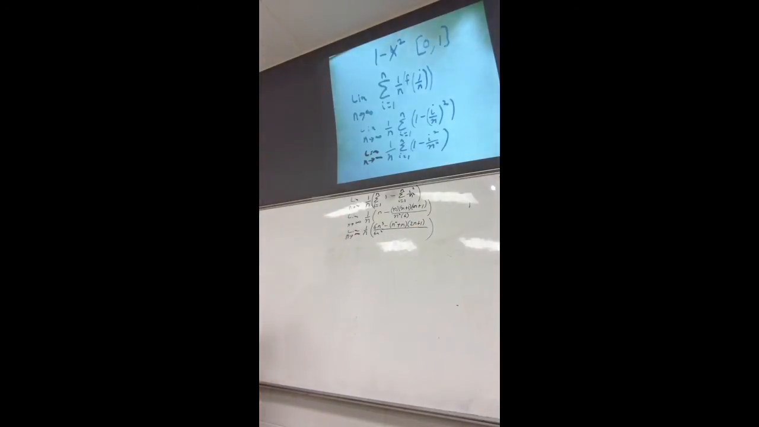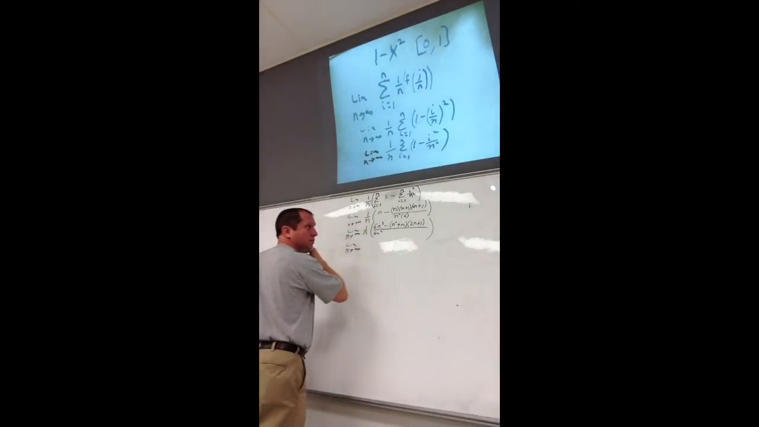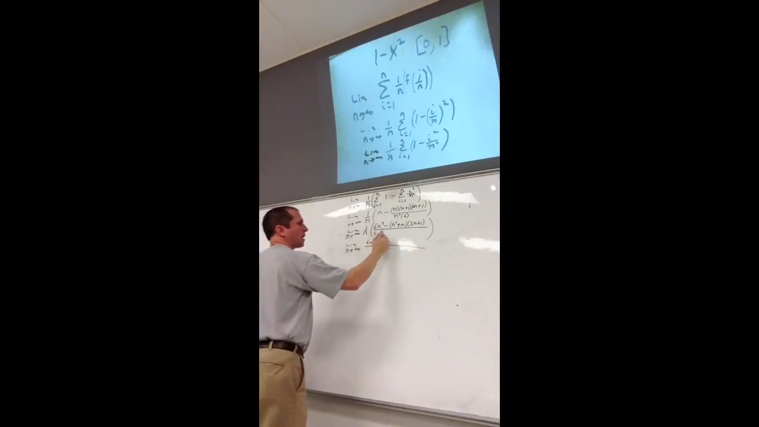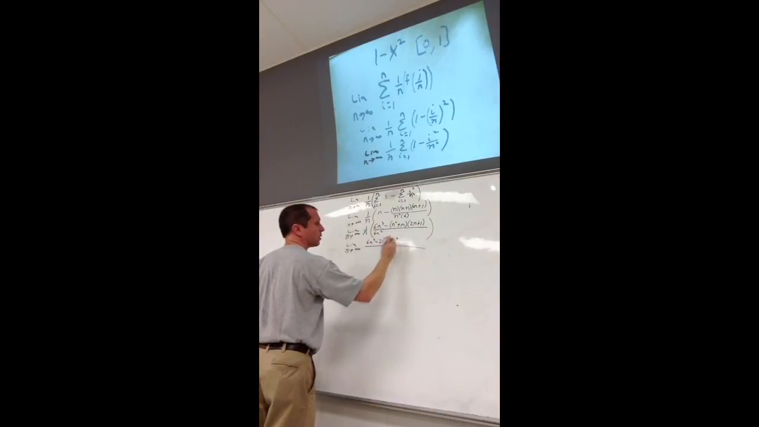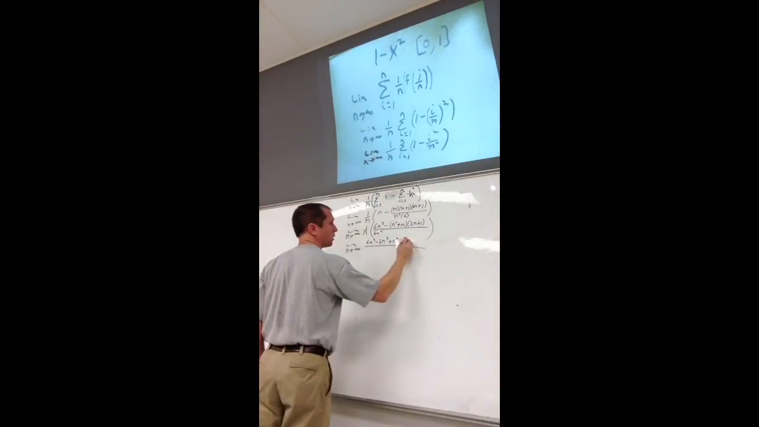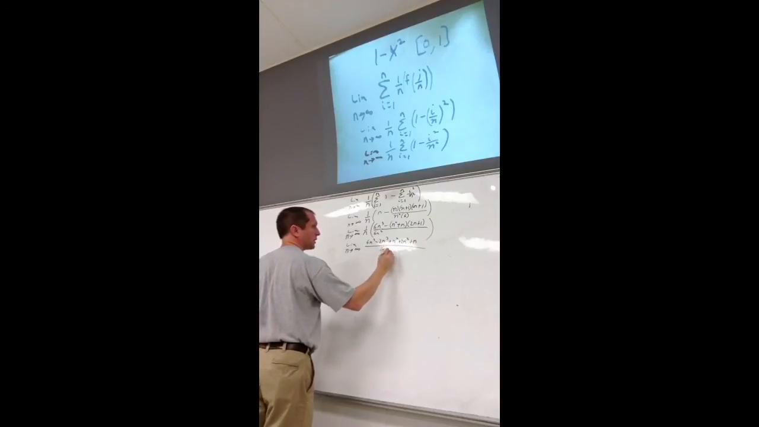Which is going to be the limit as n approaches infinity of 6n cubed, minus, n squared times 2n is 2n cubed, plus n squared, plus 2n squared, plus n, and then I'm going to put it over 6n cubed.